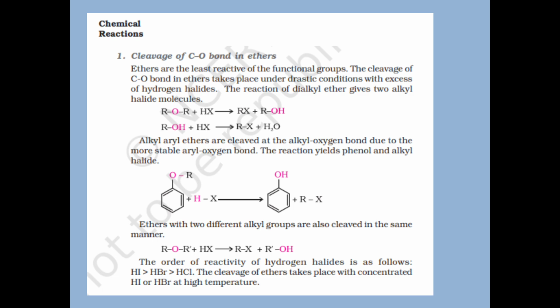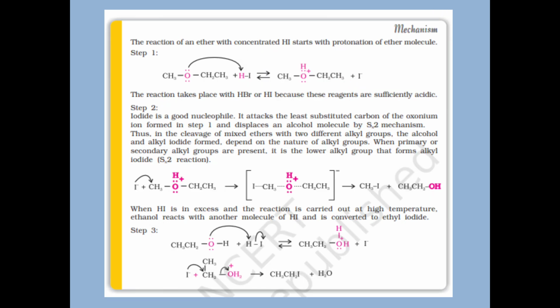The order of reactivity of the hydrogen halides is as follows: HI is greater than HBr, which is greater than HCl. The cleavage of ether takes place with concentrated HI or HBr at high temperature. First it will be protonated. This is the protonated ether, and iodide will next attack through the SN2 process. It will prefer to attack the CH3 part rather than the bulkier CH2CH3 part. So the product will be methyl iodide and CH3CH2OH.